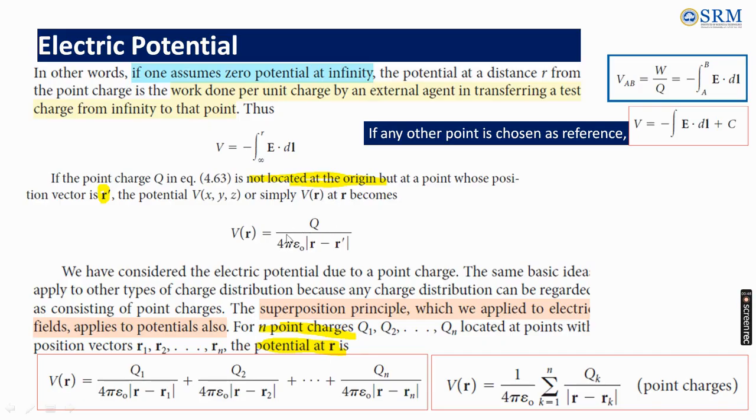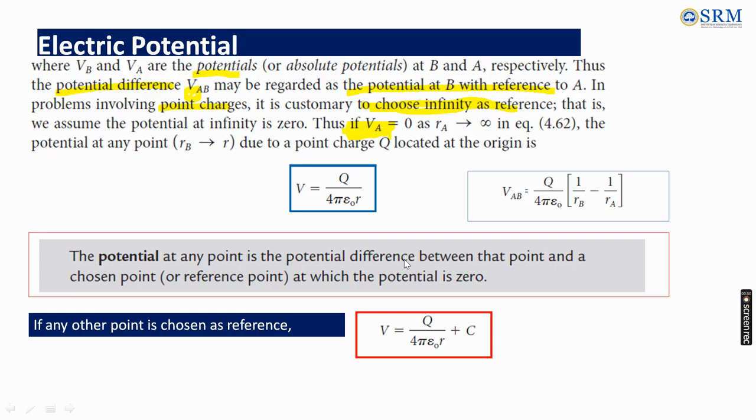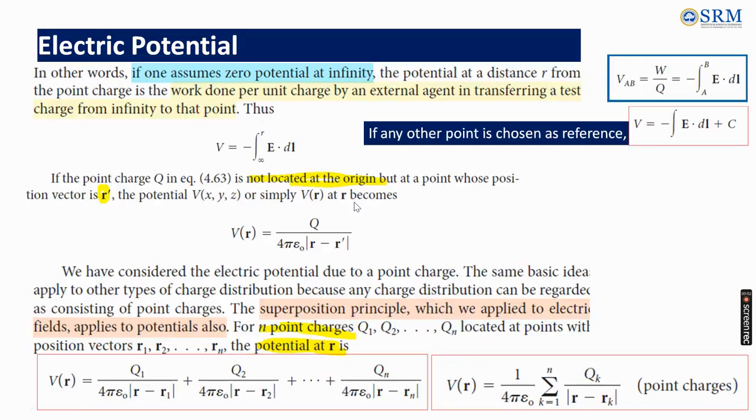It is nothing but q divided by 4 pi epsilon naught. Instead of r in the previous slide that we have written, we have to write the magnitude of r minus r dash vector. This is the potential in vector form. Now, here we have considered only a point charge.